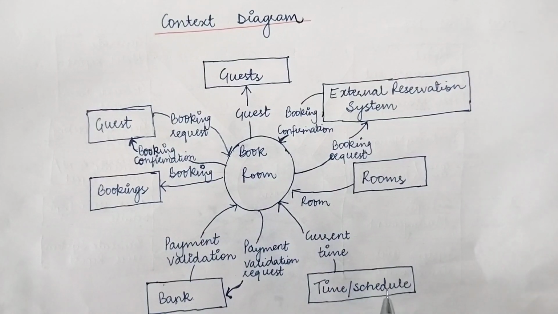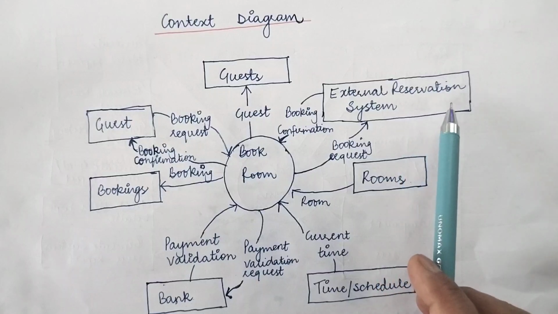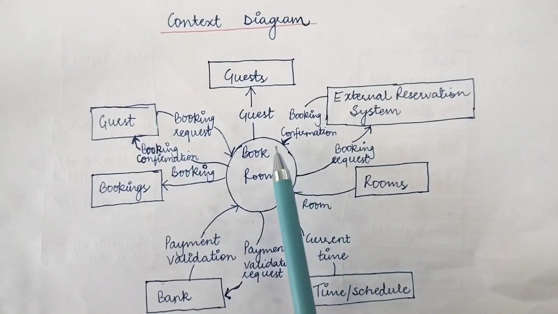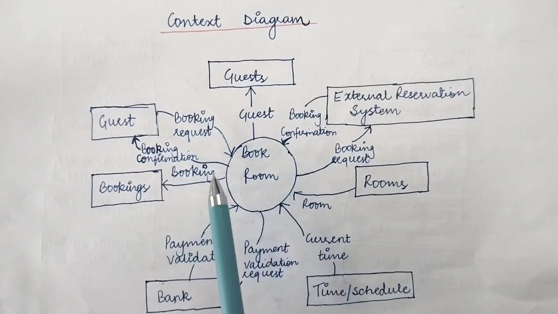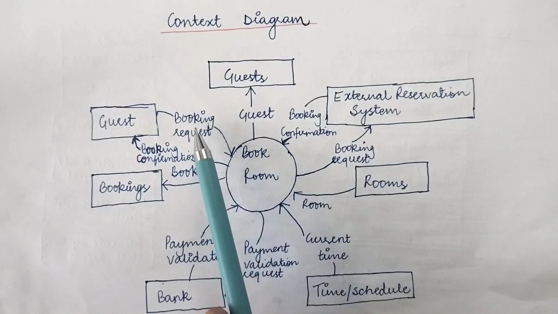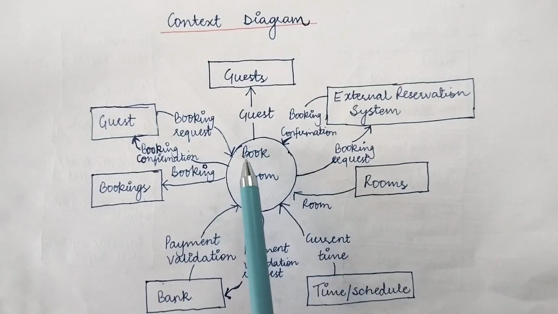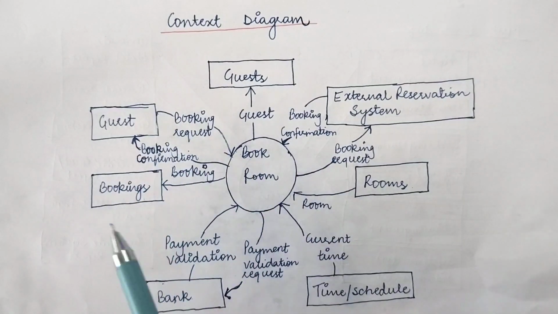Then there is a time or schedule for the booking. There are various rooms which would either be available or not available for the booking. Then there is an external reservation system through which the customer can get the booking done. So this is the process, and these are the entities. Whenever a guest has to book a room, the guest will give the booking request. If the booking request has been accepted, then the booking confirmation will be given to the guest.